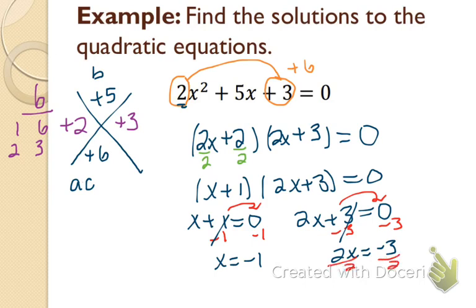Now you want to keep your solution in fraction form unless you're specified to round. So this would be our one solution, and here we would have our different solution, and this would be a 2-solution equation. We got 2 solutions.